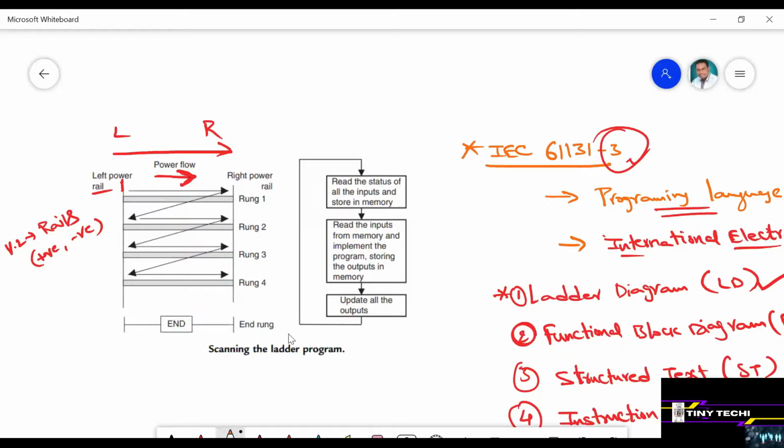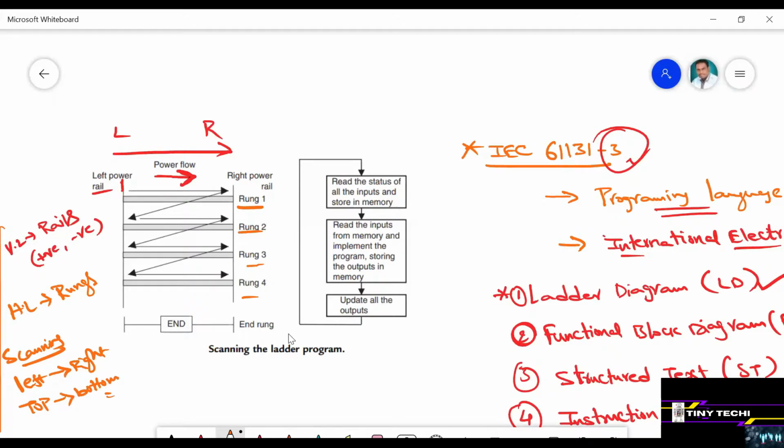Now coming to the horizontal lines, they are called rungs, so we can represent rung 1, rung 2, rung 3, rung 4, and scanning is done, as we discussed, from left to right, then top to bottom. These are the basic things we should know about ladder logic. At the end, you write an end rung after completion of the program, so the PLC understands that the program is over.